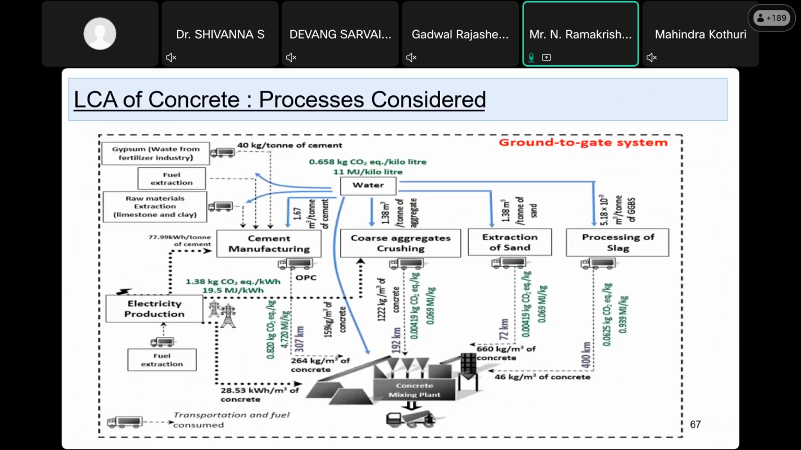So this is the value LCA of the concrete process. The complete picture tells you about the process involved in production of concrete, right, from the cement manufacturing. How do you extract the raw materials? How the coarse aggregate is extracted and then crushed, and how the river sand is extracted, how it's mixed with water, how the slag is processed, and how the concrete is mixed, and the electricity, how it is used, how the fuel is extracted, and the mixing plant. All this will give a very clear-cut idea about the complete process.